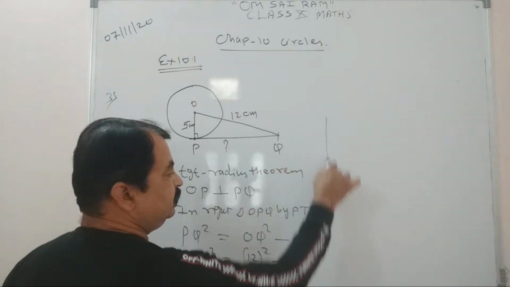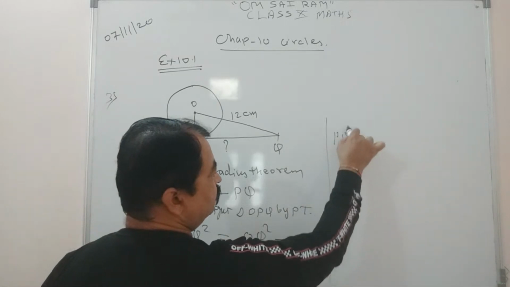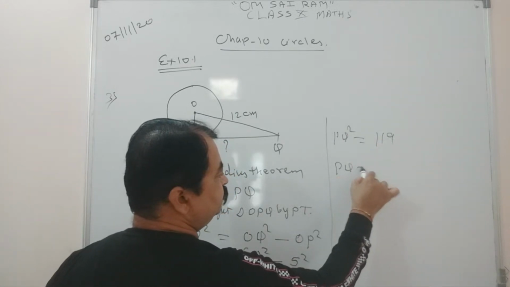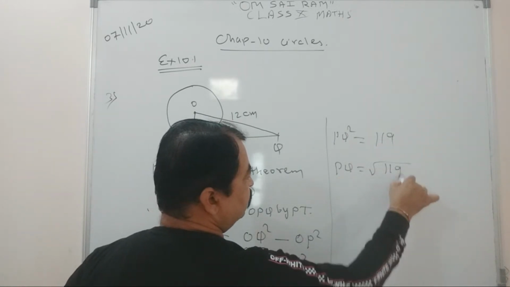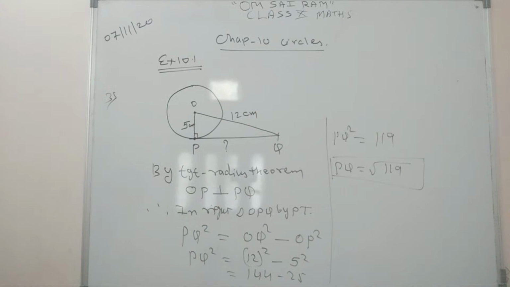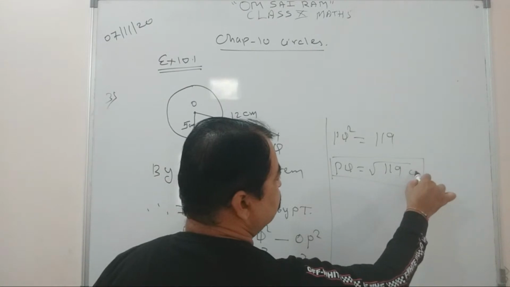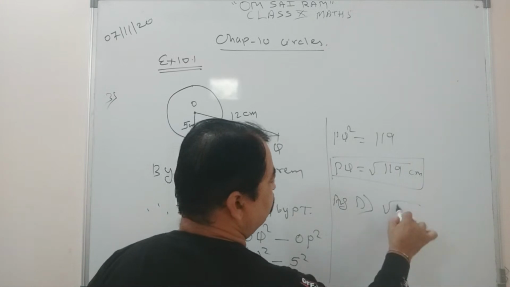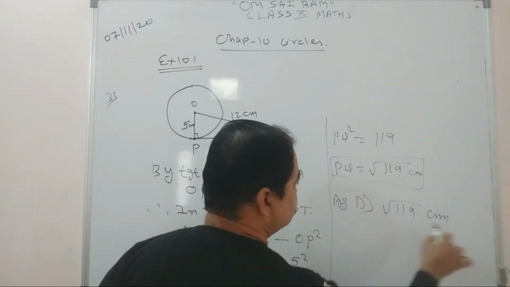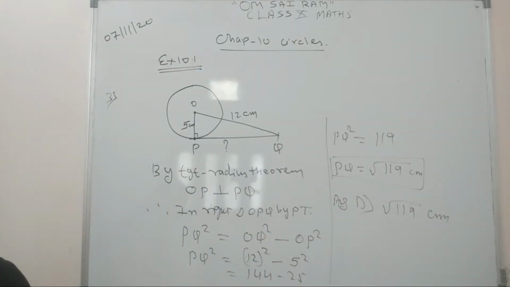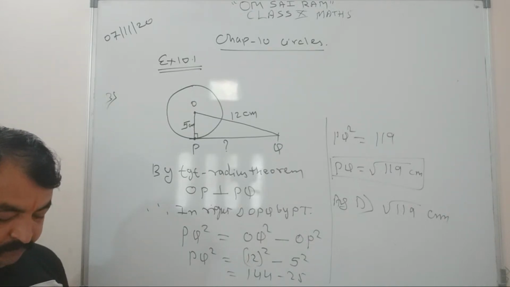So what will I get here? PQ square is equal to 119. Therefore, PQ is equal to under root 119. So this will be the answer for the MCQ, that is the D part, root 119 centimeters. So you will write the answer as the D part. Okay? Root 119 centimeter is the length of PQ, children. Right? Now, see this next question.